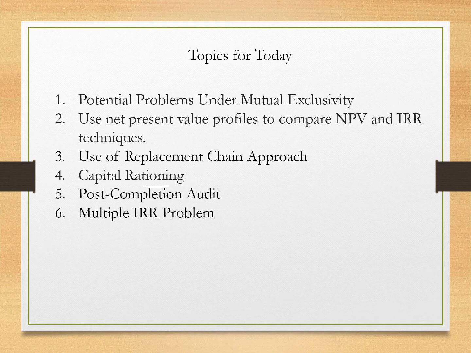Today this will be our third lecture on capital budgeting techniques. In this lecture I will cover six topics. First is the potential problems under mutual exclusivity. Second is the use of net present value profiles to compare NPV and IRR techniques. Third is the use of replacement chain approach. Fourth is capital rationing. Fifth is the post completion audit. And sixth is the multiple IRR problem.